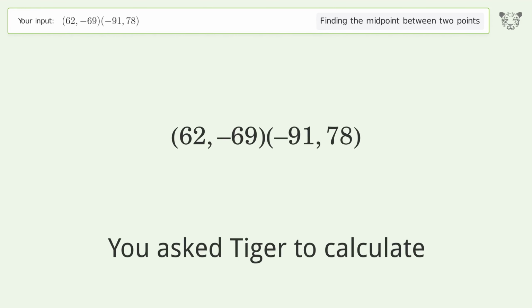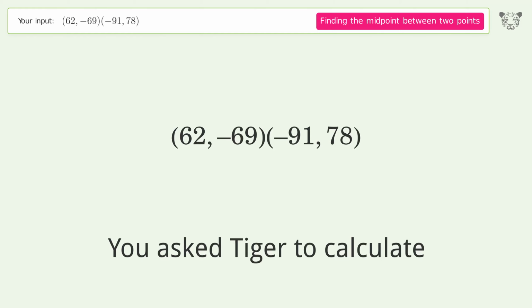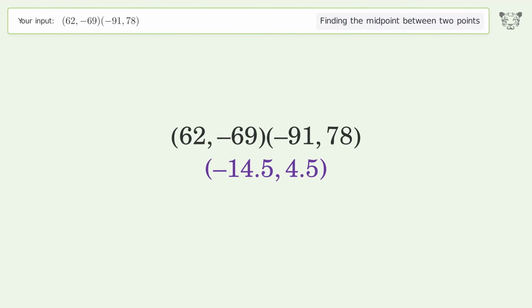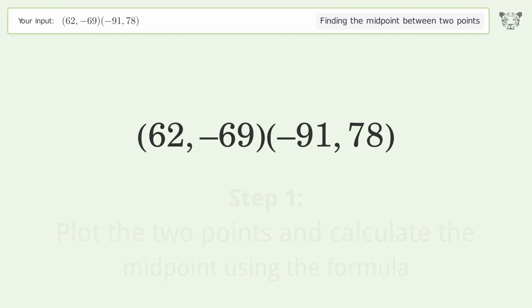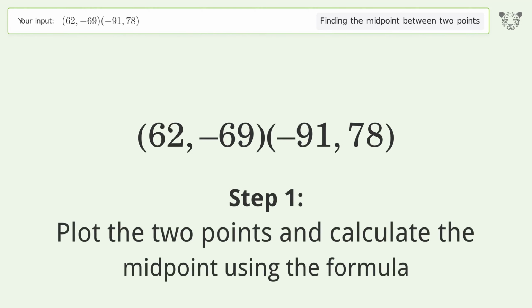You ask Tiger to calculate. This deals with finding the midpoint between 2 points. The midpoint between the 2 points is negative 14.5, 4.5. Let's solve it step by step. Plot the 2 points and calculate the midpoint using the formula.